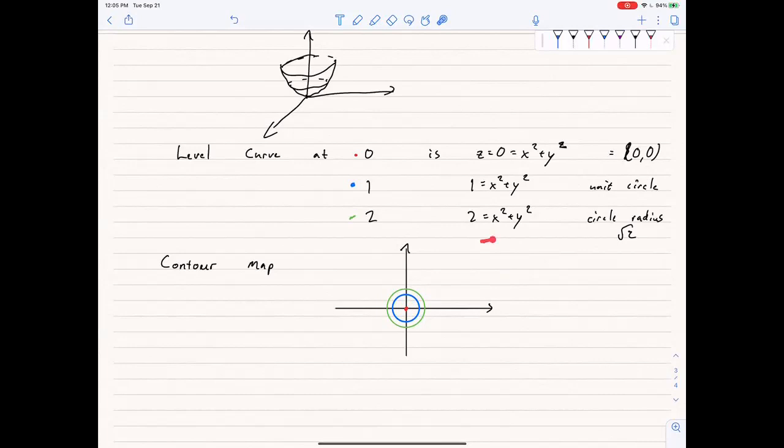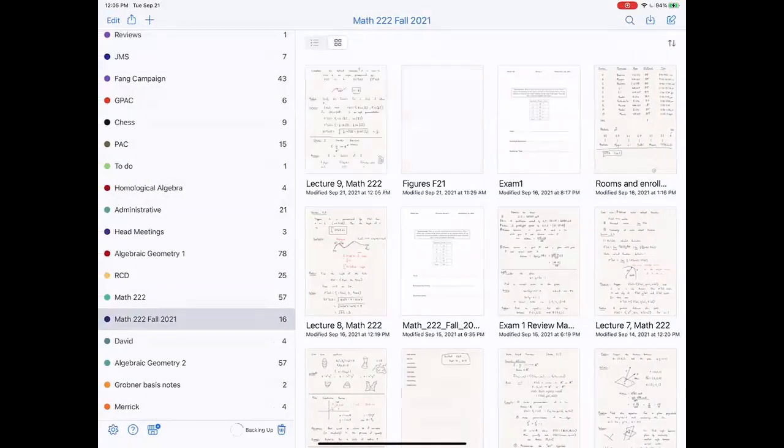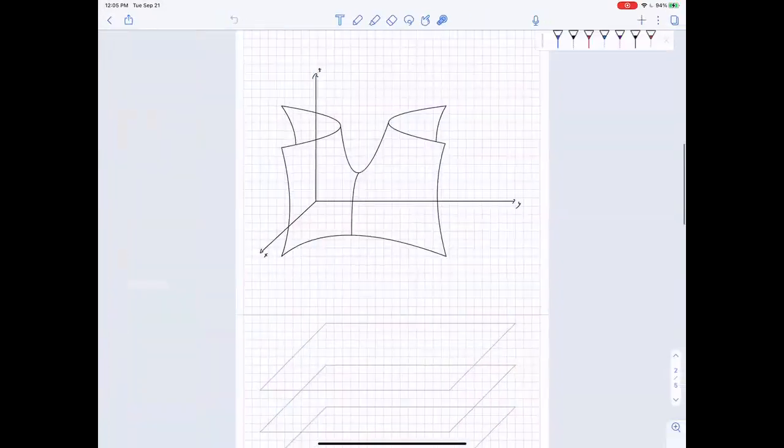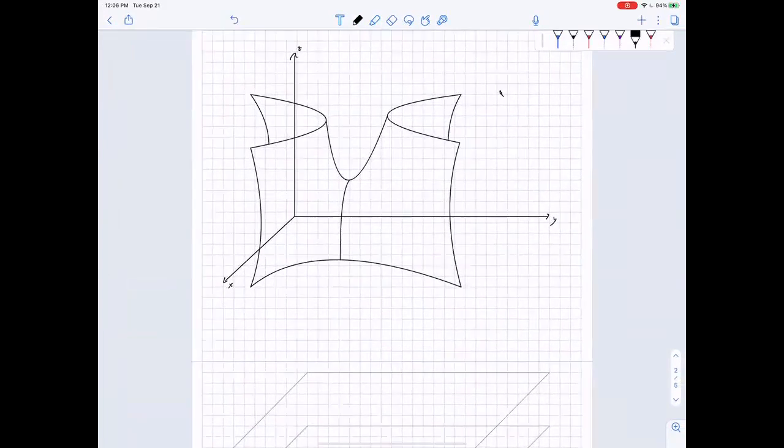So to connect this contour map up with the actual graph, I did this other little drawing for the hyperbolic paraboloid. You can find it. So this is a graph, up to some translation, of a function that looks like z equals, sorry, this should look like z equals x squared minus y squared. Something like that.